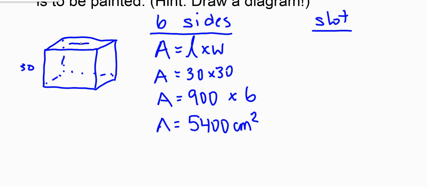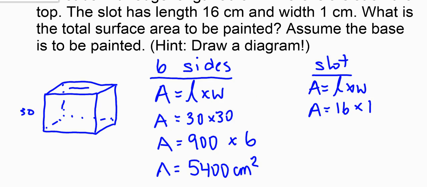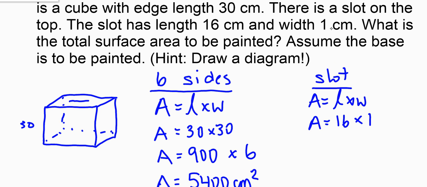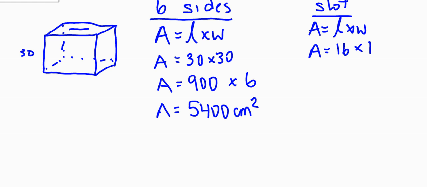So it says that in the top, this slot is 16 long by 1 centimeter wide, okay? And so this is not an area that needs to be painted. So we need to know how big that is. So 16 times 1 is 16, and there's only 1 slot, so we're only going to leave it like that, centimeters squared. Now this question is different because our 6 sides, we're not going to add the slot. We're actually going to take it away because we've cut that chunk of the board out.